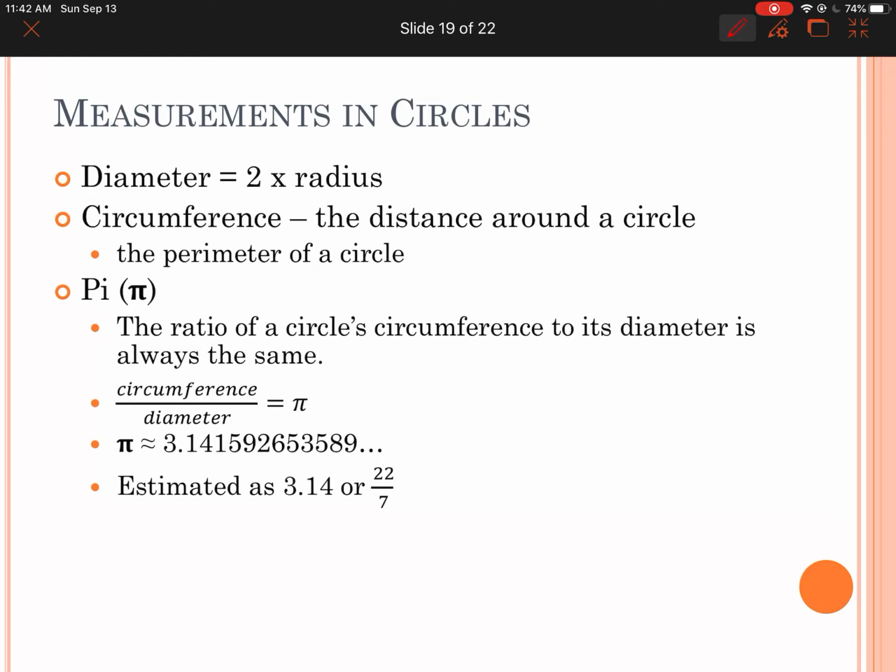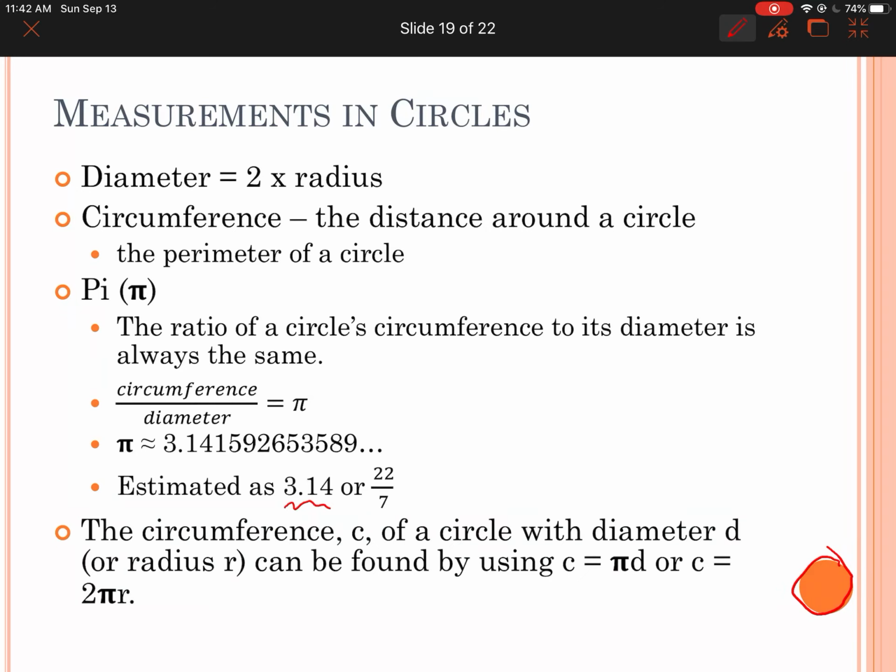So you could have a huge circle, find the distance around it, divided by the diameter, or you could just do a little circle, kind of like this one down here. We could take the circumference divided by the diameter. You will always get this number pi. Usually we use 3.14, or if you're doing fractions, 22/7 is accepted as a good estimation for pi. And it's really just solving this equation for circumference. Circumference is pi times diameter, or let's just write the whole thing up here. Circumference is 2 pi r.